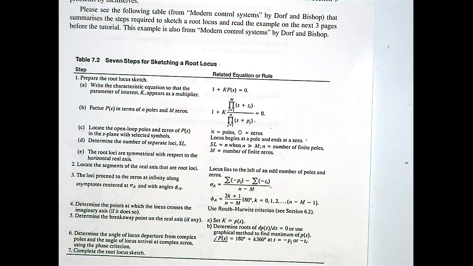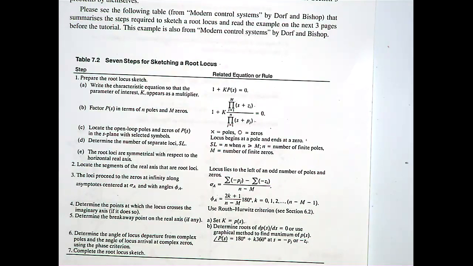Okay? And then what you need to do is determine the breakaway points on the real axis. What you can do is find k as a function of s, find its derivative and set it to 0. This is one of the possible ways of finding the breakaway points.